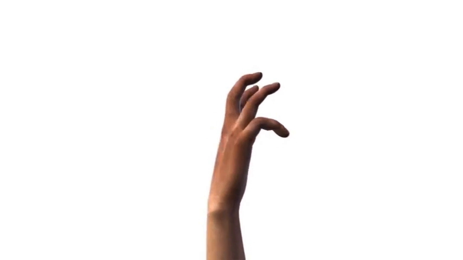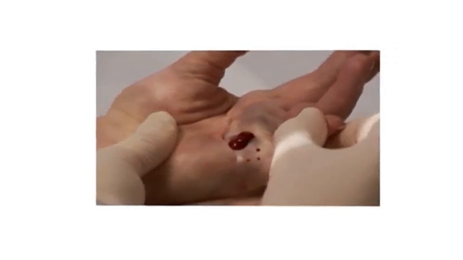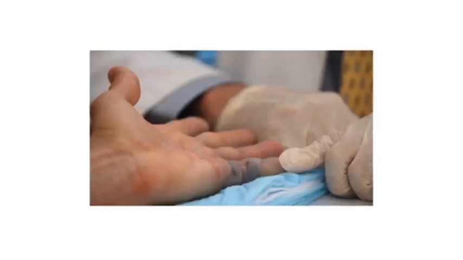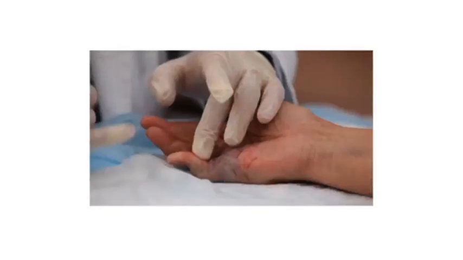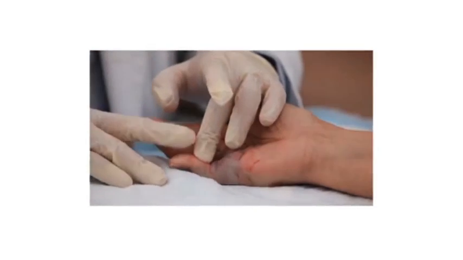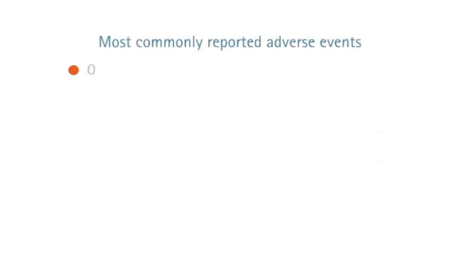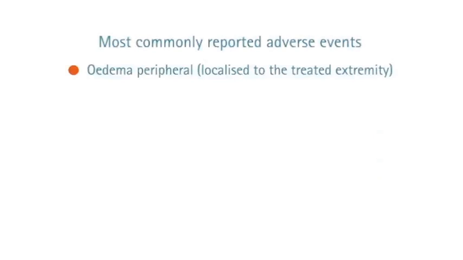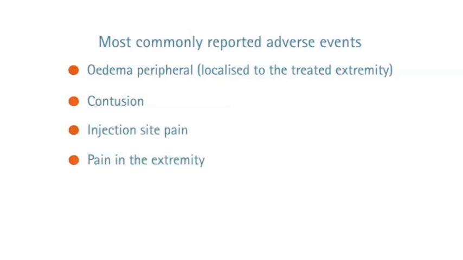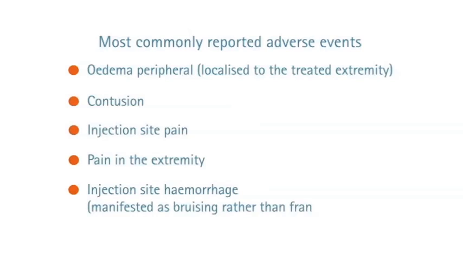In the clinical development program of Xiapex, nearly all patients experienced adverse reactions. The majority of these were local reactions of mild to moderate severity, which resolved within 2 weeks post-injection. The most commonly reported adverse effects included edema peripheral, localized to the treated extremity, contusion, injection site pain, pain in the extremity, and injection site hemorrhage, manifested as bruising rather than frank bleeding.